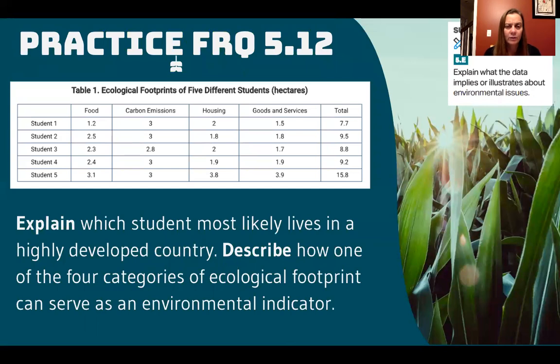Okay, so practice FRQ for this section is to take a look at the ecological footprints of these 5 students and explain which student most likely lives in a highly developed country, and describe how one, not all 4, but one of the categories of ecological footprint can serve as an indicator of environmental health.